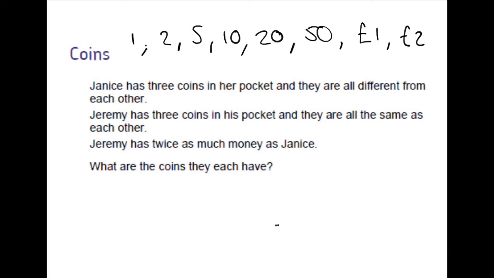So Janice has 3 coins in her pocket, and they are all different from each other, and Jeremy has 3 coins in his pocket, and they are all the same as each other. And Jeremy is going to have twice as much money as Janice. What are the coins that they each have? And I can tell you now, there is only one possible solution that will work. So think about the strategy. Don't think about just trying to pick numbers and hope that it will work. Try and come up with an actual strategy to make your life easier. I'll give you 5 minutes to work this out, and then we'll go back again.